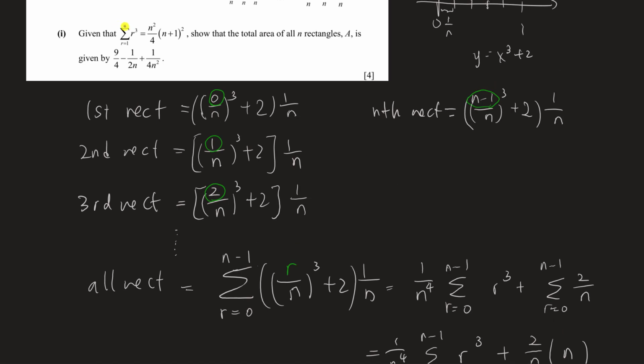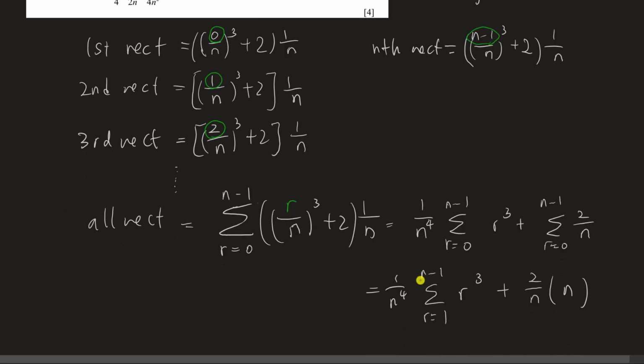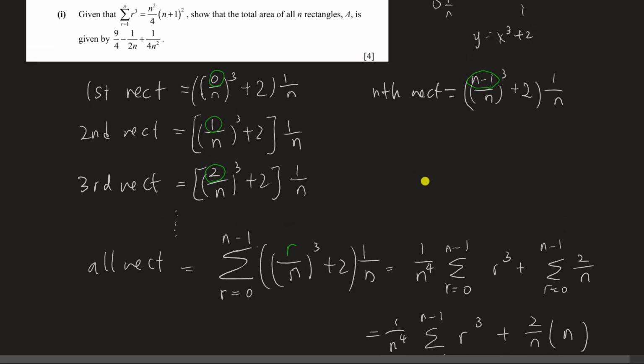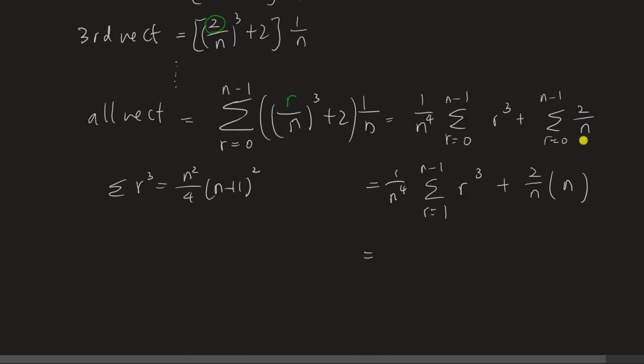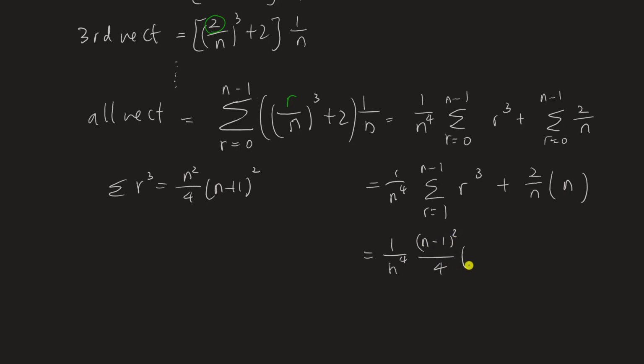instead of going up to n, I'm going to go to n minus 1. The formula, let me just copy it down. Summation of r cubed would be n squared over 4 times (n plus 1) squared, right? I'm going to only go until n minus 1. This would give us (n minus 1) squared over 4 times (n minus 1 plus 1), which gives us n squared.